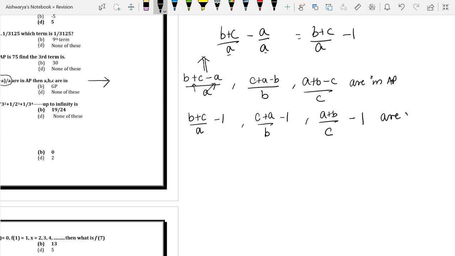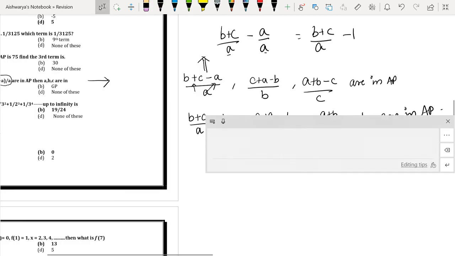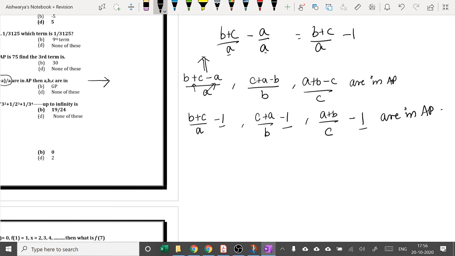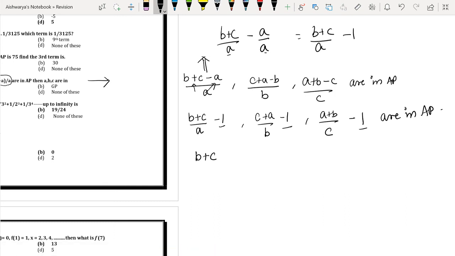So these also can be said to be in AP. Okay, in AP, one more property of arithmetic progression is I have a minus 1 in all the three terms. If I remove this minus 1, my common difference will reduce by that number, but the series will continue to be in AP. So I will remove this minus 1, it will become (b plus c)/a, (c plus a)/b, (a plus b)/c.